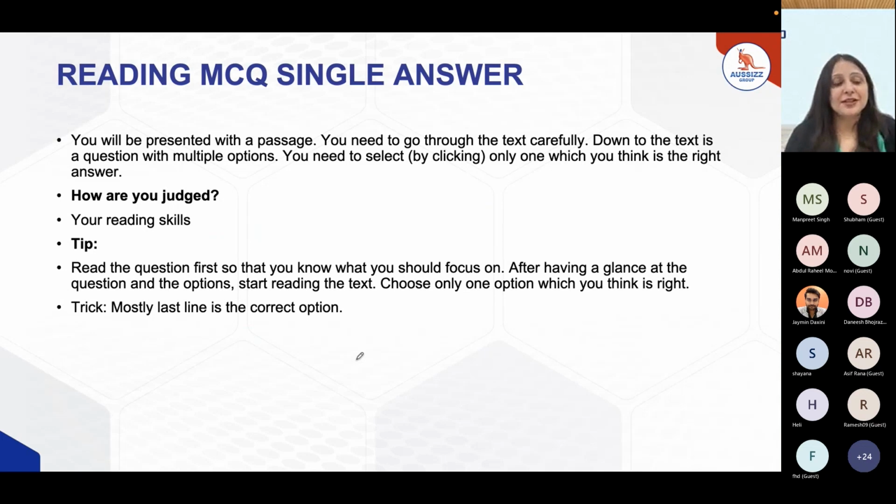And yes, I'm very much aware of those who are targeting 79 plus in reading. See, it is very simple to get 90 in reading. Yesterday, only one of my students got 90 very easily. How? This is a trick which you need to learn.